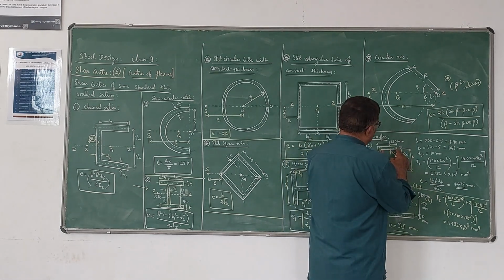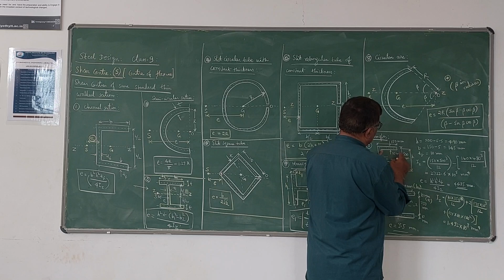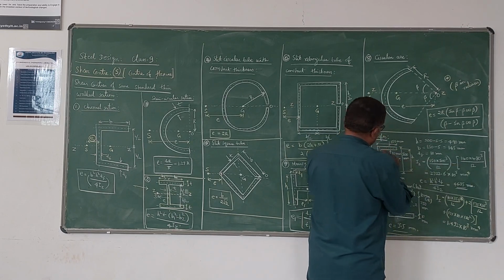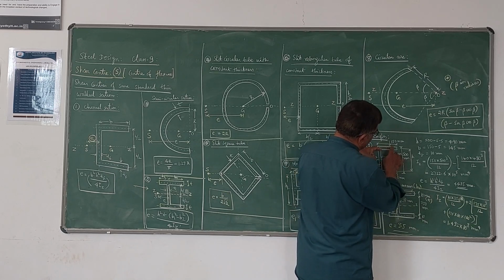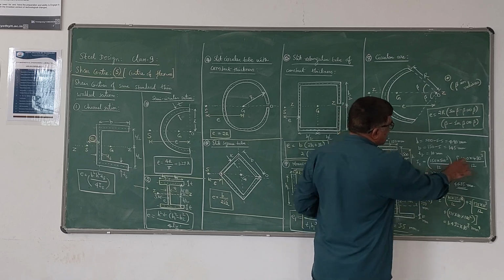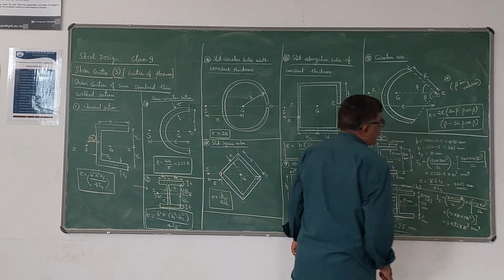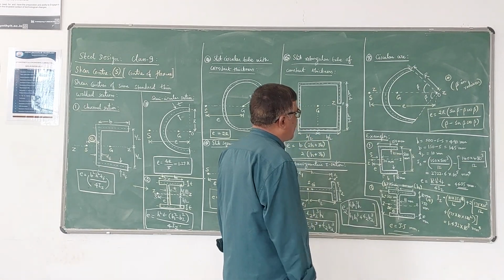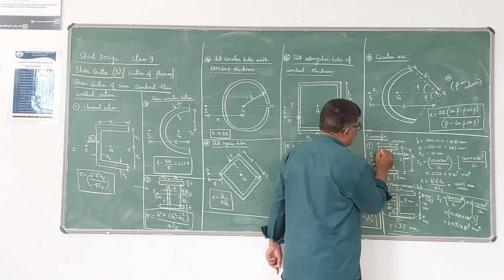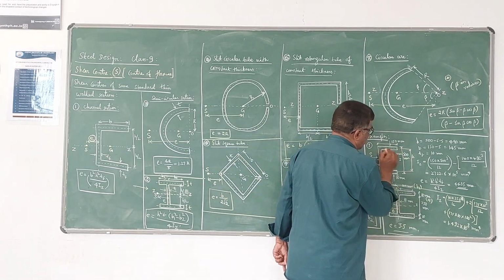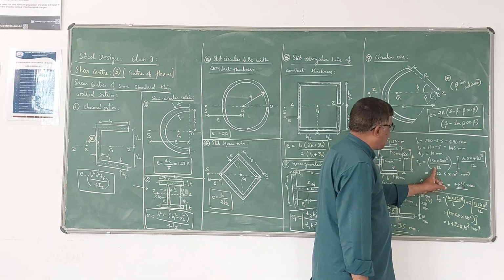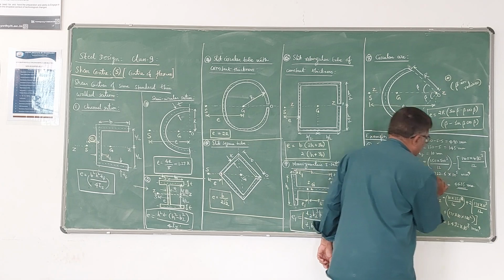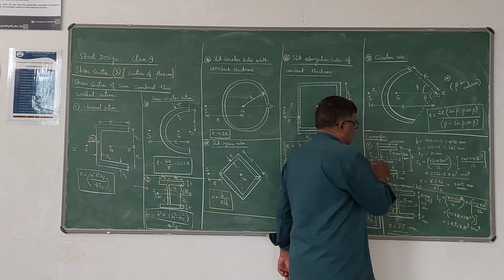So for this portion, the width is 150 minus 10, that is 140, and D becomes 500 minus 20, so it is 480. So 140 into 480 cube by 12, that is the moment of inertia of this hollow portion. If you deduct this moment of inertia from the previous one, you are going to get this value as your IZ of this channel section.